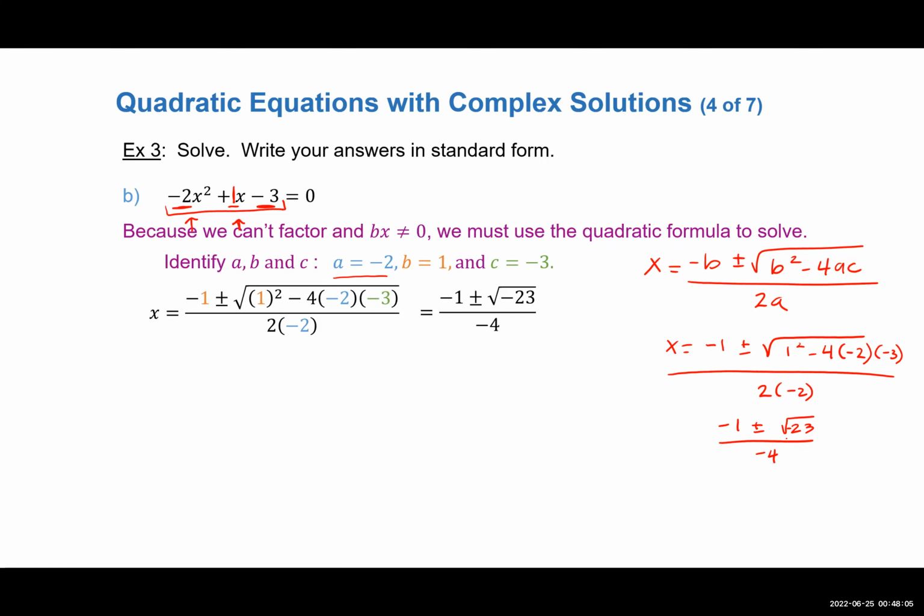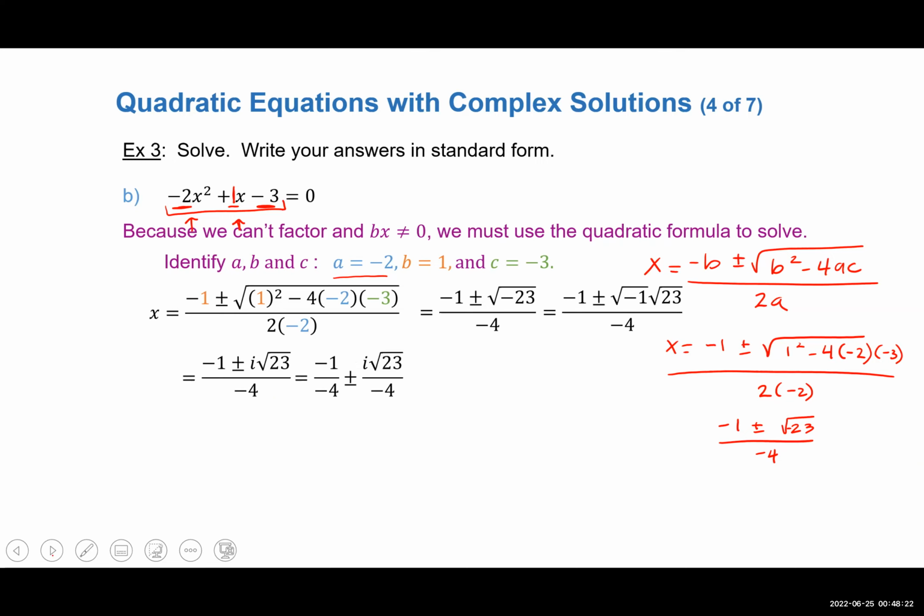And we're going to reduce. See, the square root of 23. 23 is a prime number. So there's no factors of it. We'll just have square root of 23i, or i square root of 23. And you still have the -1 and the -4. And so when you reduce that, you'll get +1 over 4 plus or minus -i root 23 over 4.